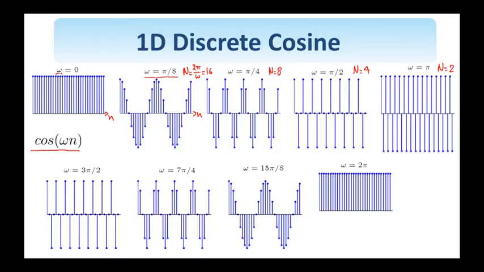So for omega equals 0, cosine of 0 is equal to 1. This is the signal that does not have any frequency other than the zeroth frequency, the DC signal. Omega equals pi over 8. We see that the frequency increases. We see, right, from here to here is one period of the signal. Pi over 4 keeps increasing, and at omega equals pi, this is the highest possible frequency of the discrete cosine.